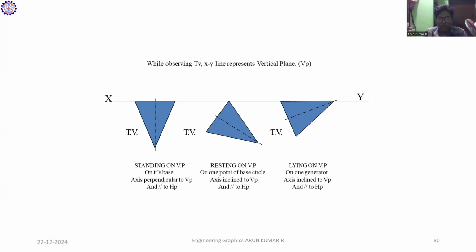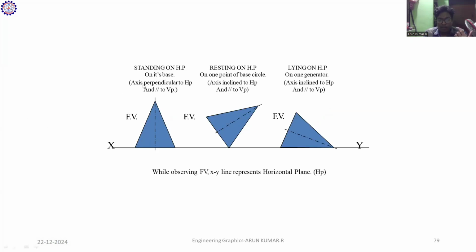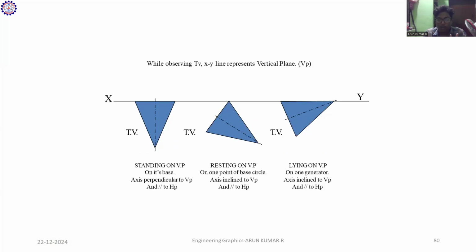While drawing the diagram for standing, the axis is perpendicular to VP and parallel to HP. In the previous slide, the condition was the axis perpendicular to HP and parallel to VP. Only the names HP and VP get changed. Do not get confused; this is very important. While solving the front view of the triangular face, it is always in HP. While solving the top view of the triangular face, it is in VP, perpendicular to VP. This is a hint for solving numerical problems.